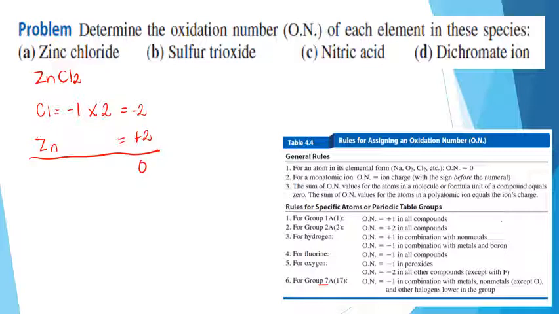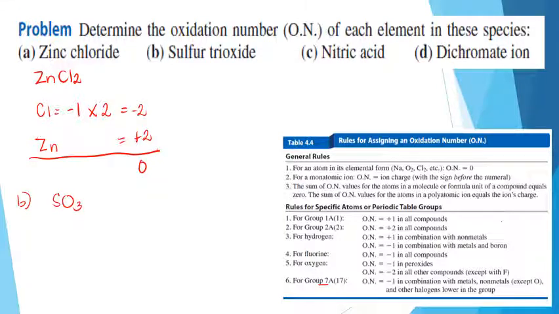In case you do not know the oxidation number of an element, you should first determine the known oxidation numbers in that compound, calculate the total charge from them, and then determine the overall charge of your molecule. Based on the overall charge of your molecule, you decide what the oxidation number of the remaining element should be. Okay, so now let's go to letter B, which is sulfur trioxide. The formula of sulfur trioxide is SO3.